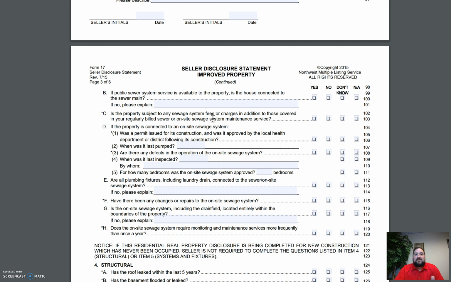Last thing with this, if there's ever any questions about your Form 17, talk to your real estate agent. As a seller, talk to your listing agent. As a buyer, talk back to your selling agent. Talk to your agent about the Form 17 if you have any questions ever about it.